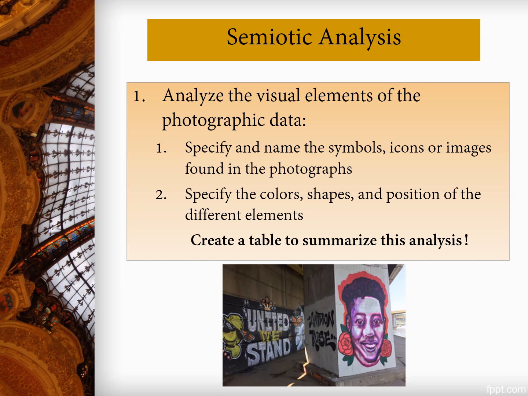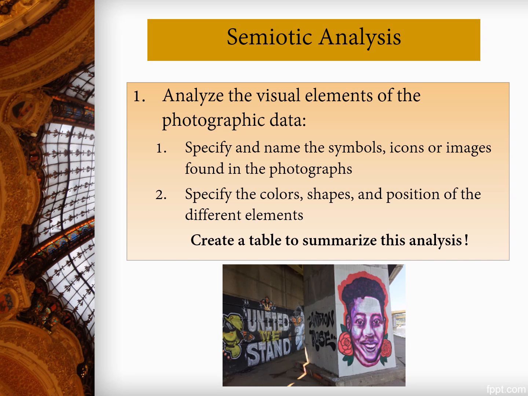So we're going to analyze all the visual elements of photographic data, specify the name, the symbols, the icons, the images found in photographs. Remember that photographs and images might be a collection of items combined together. I'll speak about that in a second. And also pay attention to the colors, the shapes, the position of each of these different elements. And we're going to create a table to summarize this.